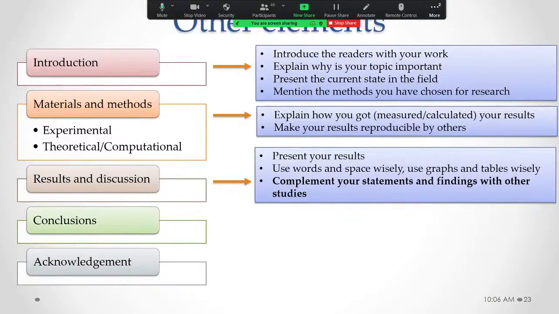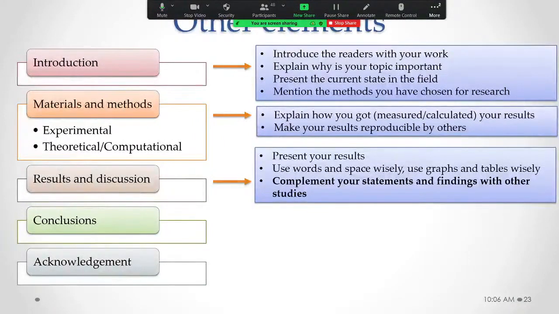Always try to complement your statements and findings with other studies. Why am I saying this? All that I said about presentation of your results, it is like a picture. Different artists will paint a different picture, but some will use one type of paint, the others will use, for example, just a pen or pencil. It doesn't really matter. It is a matter of style, but it is always necessary to complement your statements and findings with other studies. It is always important to compare your results.